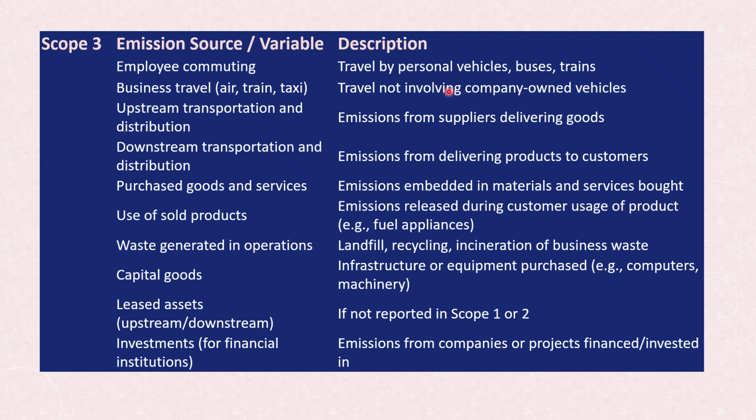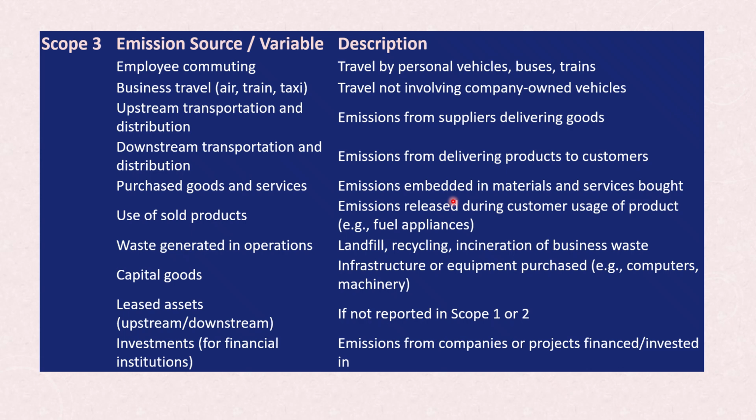If the company is not owning the vehicle and we are hiring from other people, then it comes under Scope 3. Upstream transportation and distribution: emissions from supplier delivery of goods we call Scope 3. Downstream transportation and distribution: emissions from delivering the product to the customer. In the upstream, it is raw material being brought to the company; here it is from the company to the customer. Purchased goods and services, emissions embedded in materials and services bought, come under Scope 3.